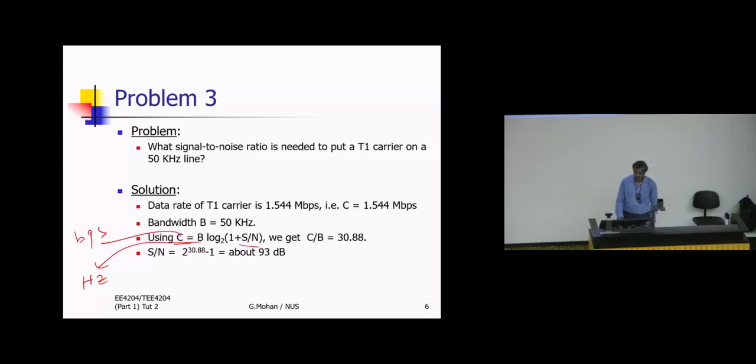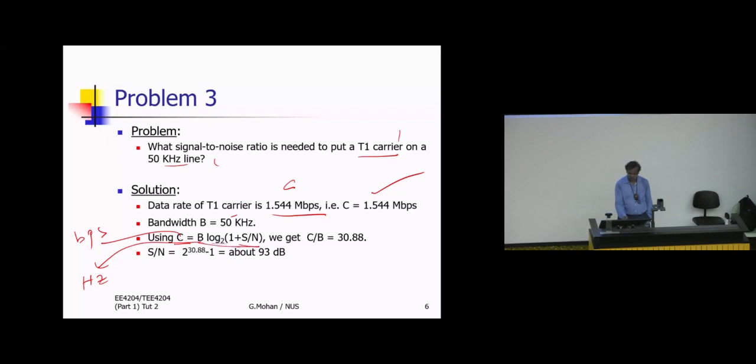So in this case, for the T1 carrier, the data rate is 1.544. As I said, these numbers you don't need to memorize. I have already given them in the table. If numbers are required, I will provide them as part of the question, maybe in brackets. So this is basically C. Bandwidth is 50 kilohertz. Now, this is the equation.